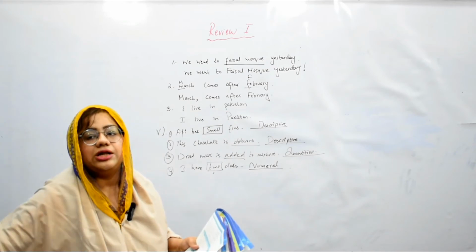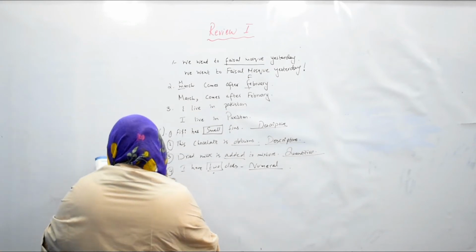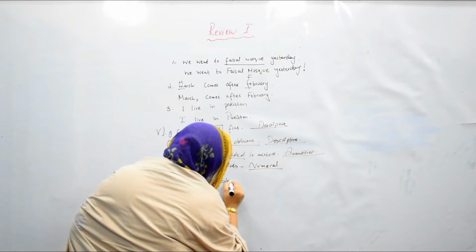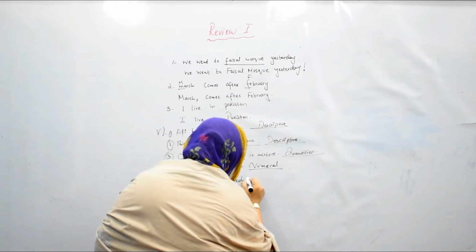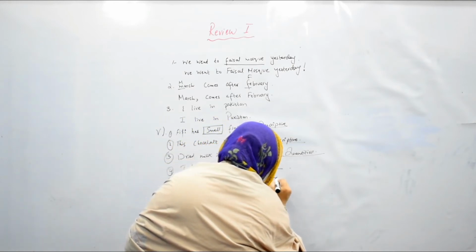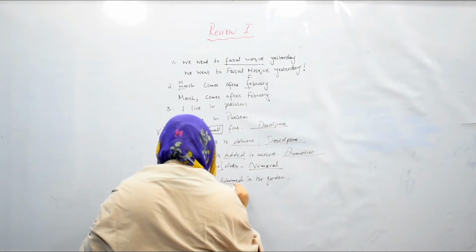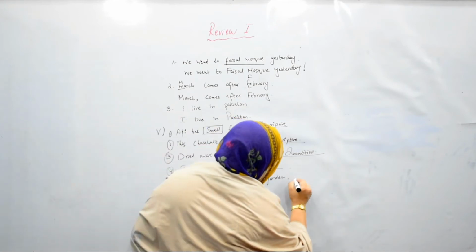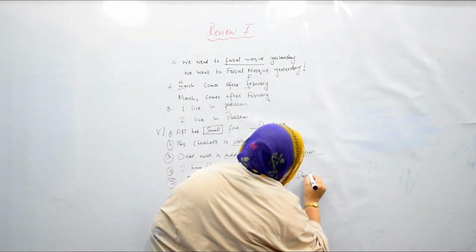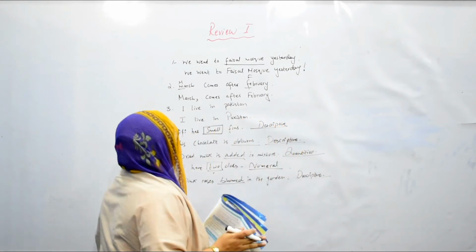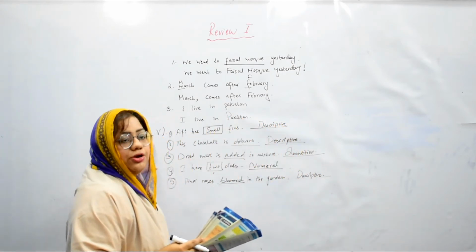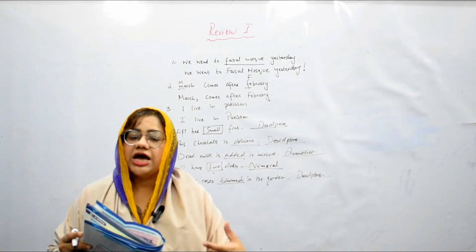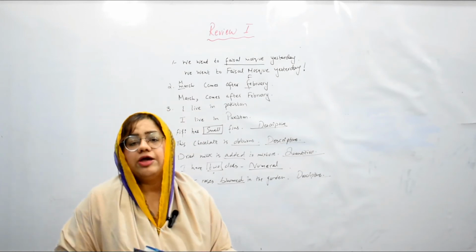Now move towards the last one. Pink roses bloomed in the garden. Now you can see that bloomed. Bloomed, students, is a descriptive adjective. So I hope now you have an understanding, and now you will know what specific type of adjective is to be written in the respective blanks.